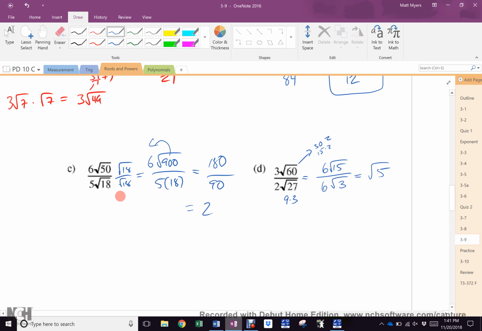Everybody cool? This step is called rationalizing the denominator. And I must do it, because I am not allowed an irrational number in the denominator. So I rationalize it. Everybody good?